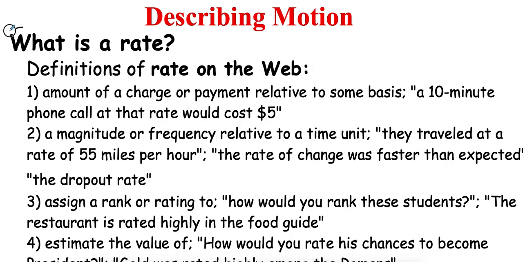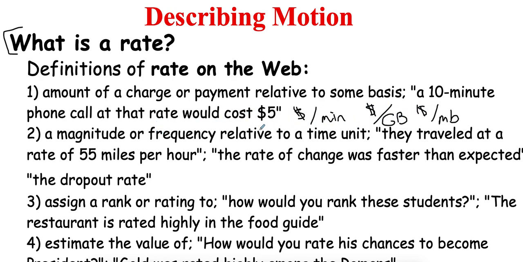So, in general, what is a rate? You can read these definitions here to think about rate in different contexts. One, amount of charge or payment relative to some basis. A 10-minute phone call at that rate would cost $5. So maybe the rate would be cost per minute. Or for now, for 2020, it would be cost per gigabyte or cost per megabyte. Those would be our data plans or something like that. So that could be a rate when it comes to money.